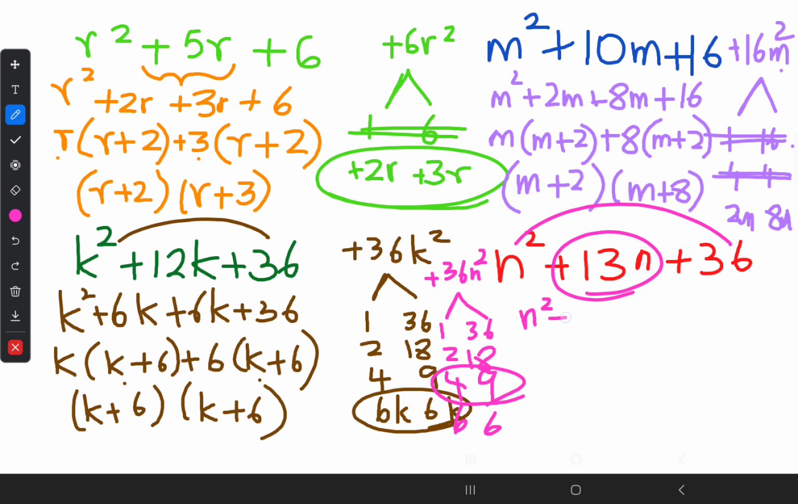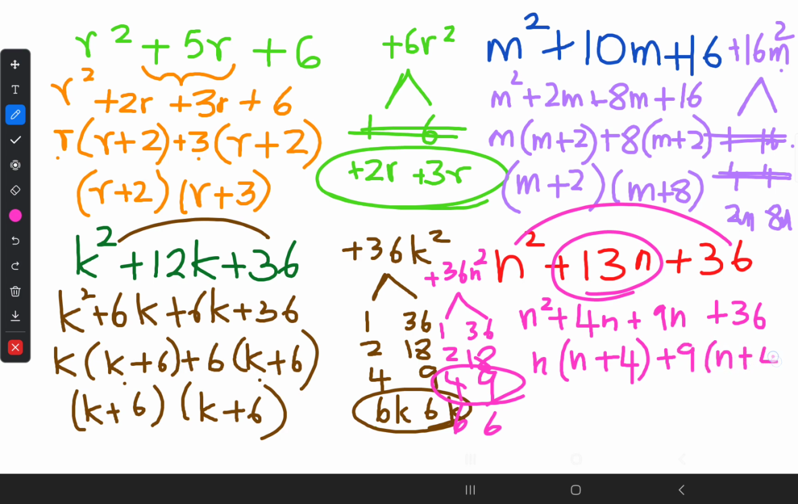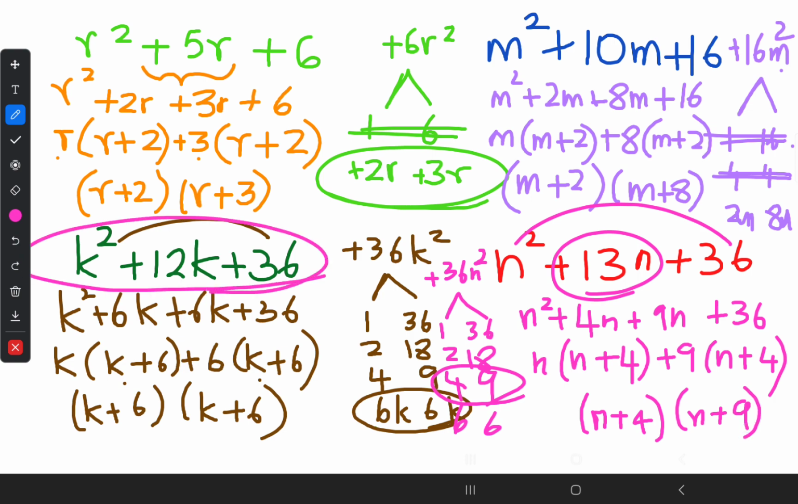So n square plus 4n plus 9n plus 36. From the first two, let's select n as a common factor. That will give you n plus 4. And from the remaining two, both are multiples of 9, so 9 is the common factor. n plus 4 as well. Finally, it would be n plus 4 times n plus 9. What we did, from the quadratic expression to the binomial expression, that's what we did over here.